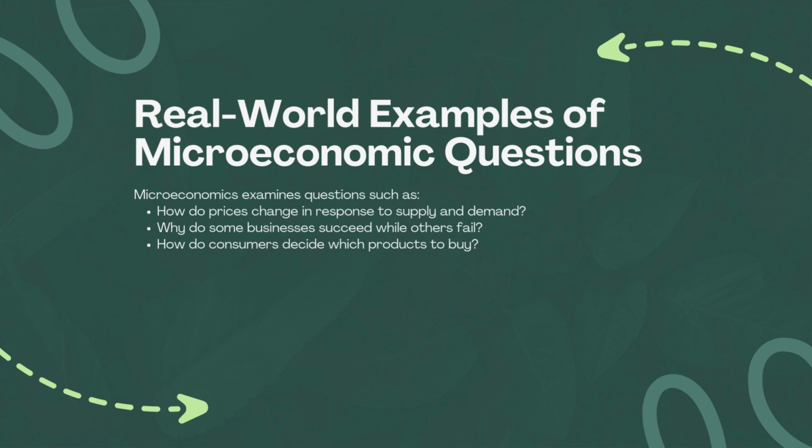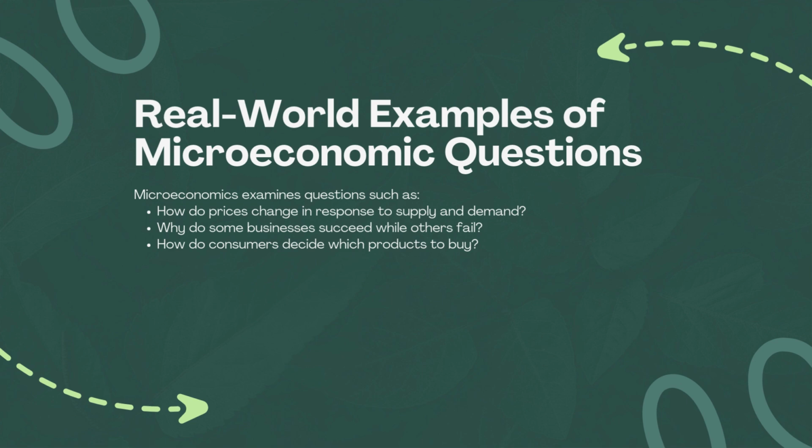What determines business success? Microeconomics looks at factors like cost structures, market competition, and consumer preferences to understand why some businesses thrive while others struggle. How do consumers decide what to buy? Microeconomics helps us understand how people prioritize needs and wants, often making complex decisions based on limited resources. These are just a few examples of how microeconomics applies to real-life decisions.